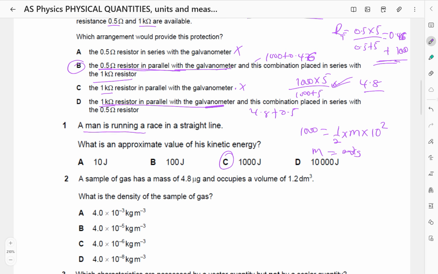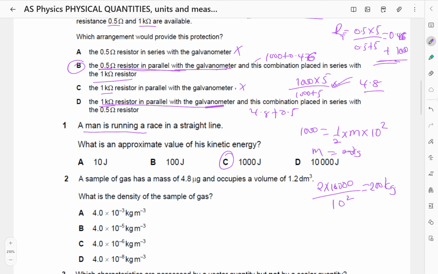But it is a man running a race in a straight line. Let's check the 10,000. So it will be 2 times 10,000. I chose the speed as 10, but that is a very big speed. Then I divide this by 10 squared. So this will give us 200, and there is no such a man of 200 kilograms. So it means the answer is going to be that one.